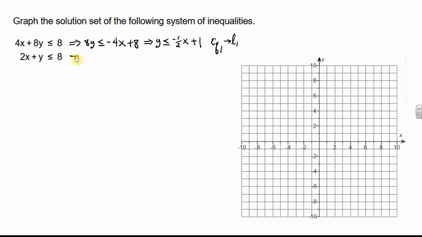Do the same thing for this one. Let's get y by itself. Well, that's easy to get. We just subtract 2x on both sides. So I have here y less than or equal to negative 2x plus 8. So we'll call this inequality 2, and that'll correspond to line 2.